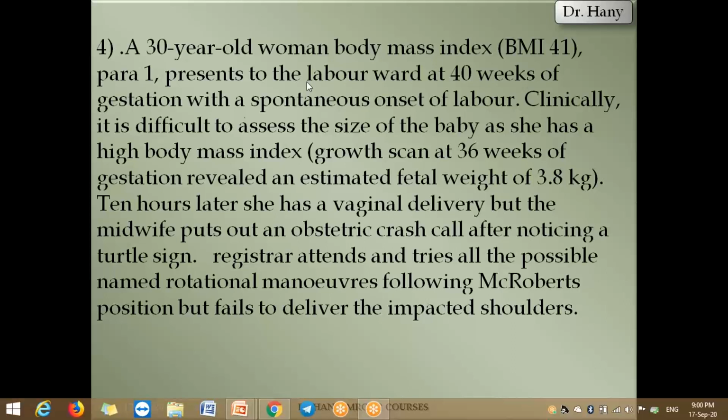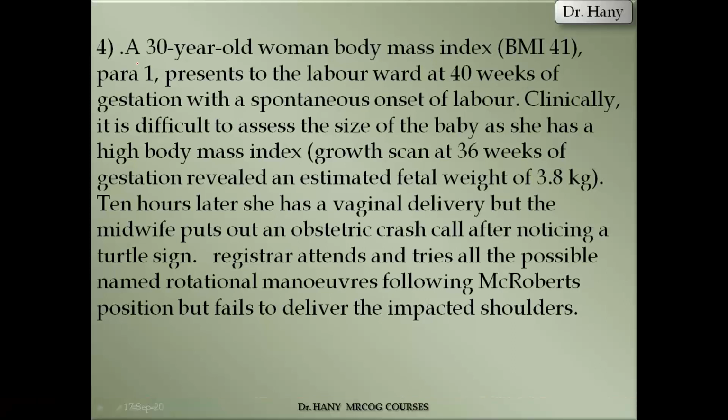Clear? Let's see this scenario. A 30-year-old woman with BMI 41, para 1, presents to the labor ward at about 40 weeks of gestation with spontaneous onset of labor. Clinically, it is difficult to assess the size. She has a high BMI. A growth scan at 36 weeks of gestation revealed that the baby weighs 3.8.